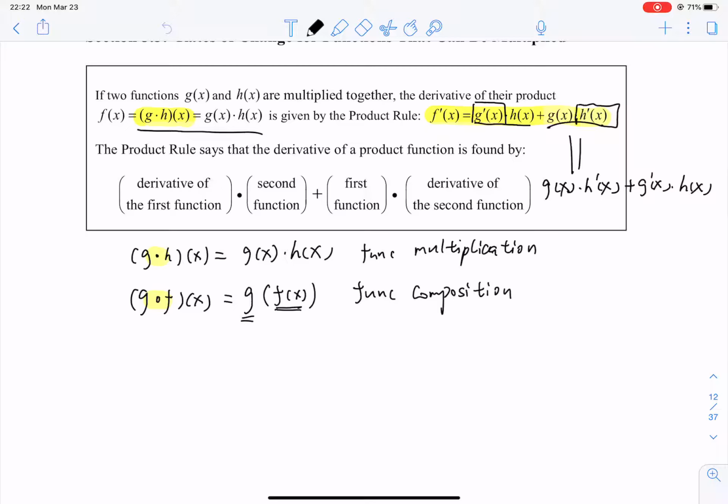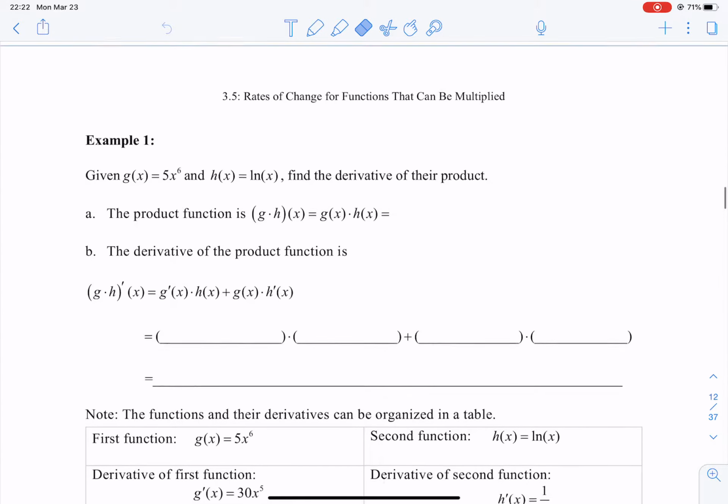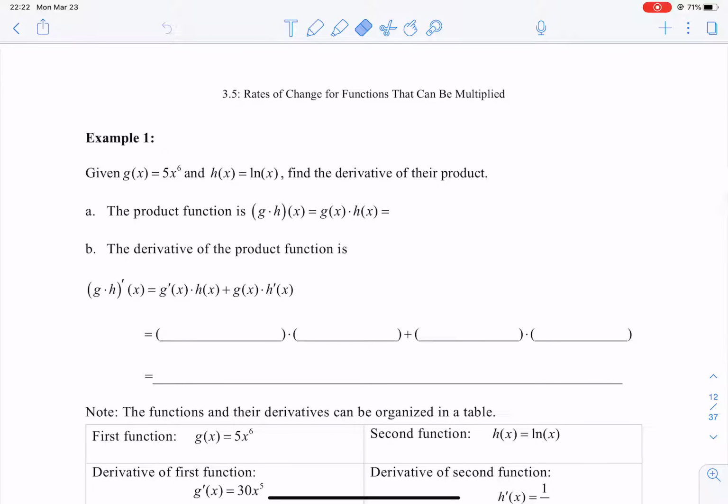And then this one, just the derivative of the first function multiplied by the second function plus first function multiplied by the derivative of the second function, or you can just switch the order of the two functions. So next, let's do example 1 together. Then you pause the video and try to do example 2 by yourself.